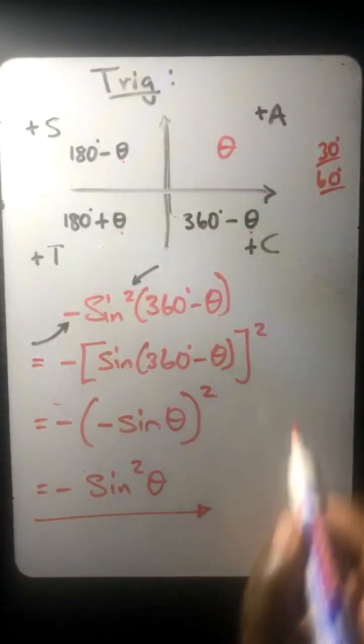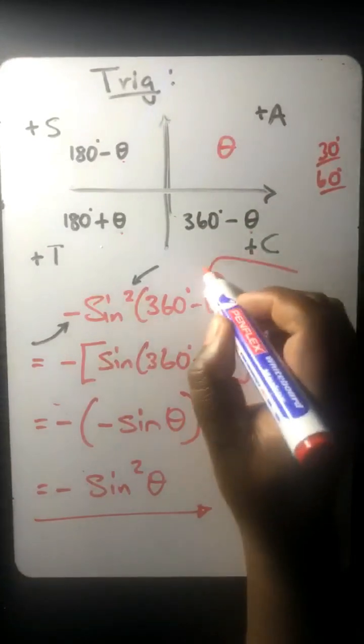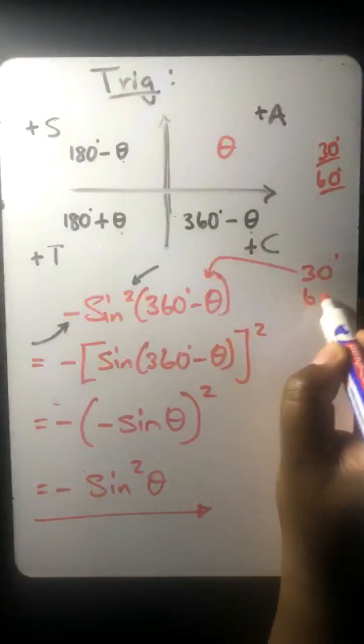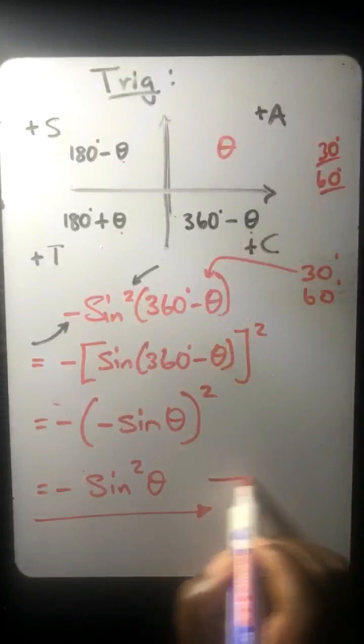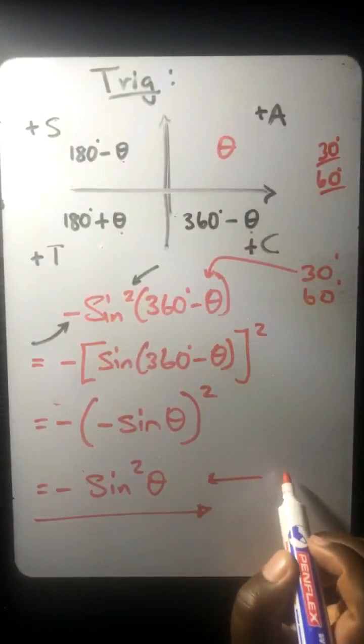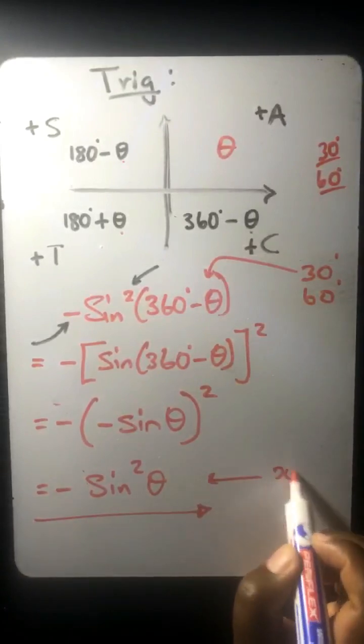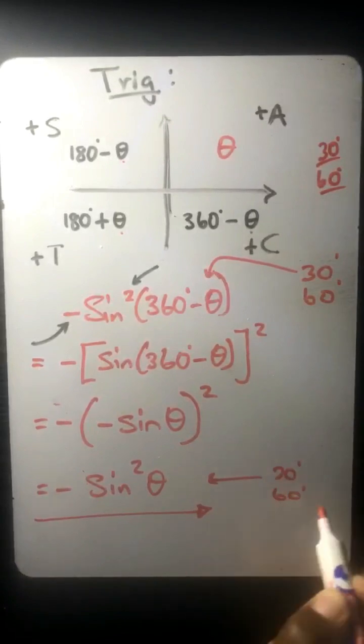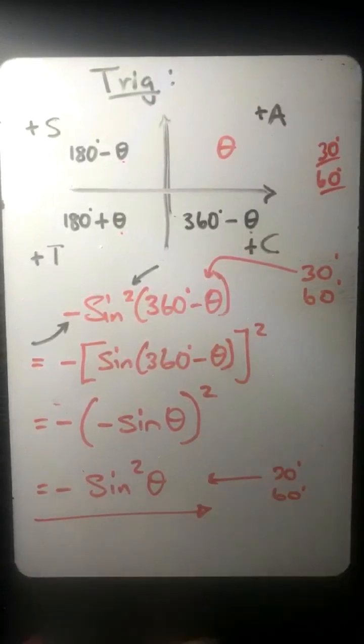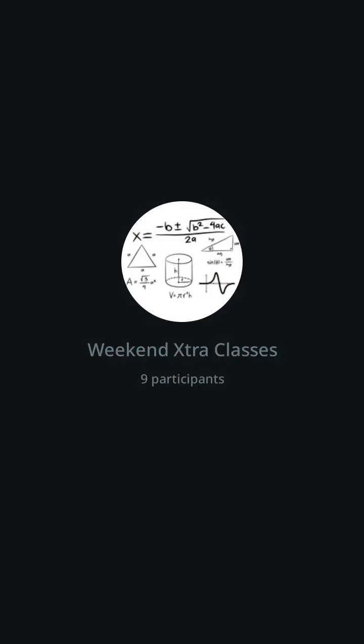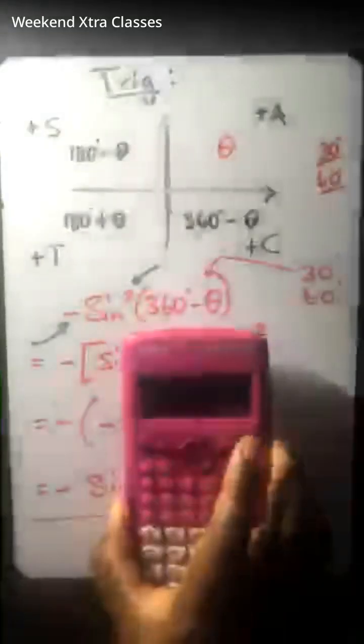Maybe let's try to prove it. There, let's punch 30, some punch 60. Then also there, we are going to punch 30. For those with 60, punch 60. Let's see if we get the same answer.